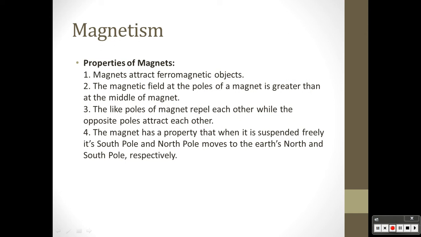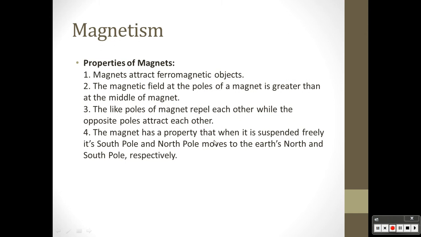The big rule: like poles repel while opposites attract. That's the big rule of magnetism. And those poles are north-seeking pole and south-seeking pole. And that's based on the Earth's magnetic poles.